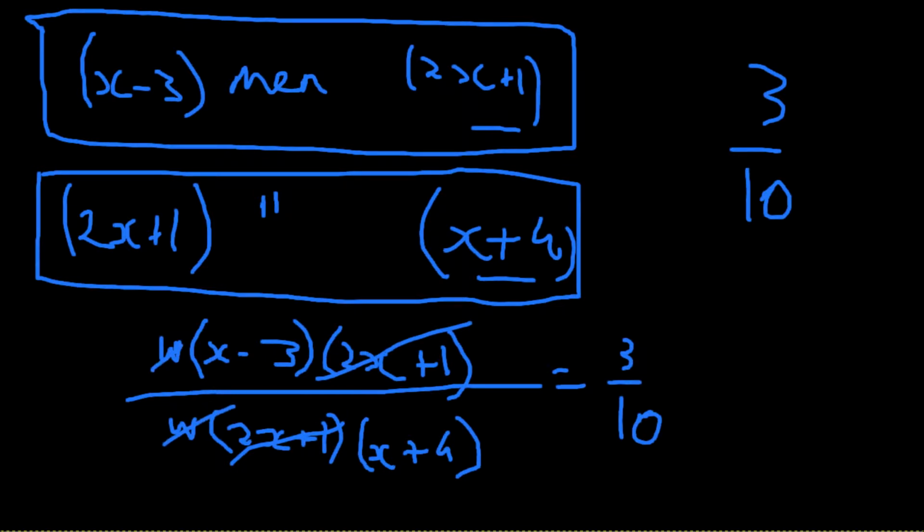So the equation you're left with is x minus 3 upon x plus 4 is equal to 3 by 10. Just cross multiply everything. You get 3x plus 12 is equal to 10x minus 30. Take the x's on one side, so 7x is equal to 42. So x is equal to 6.